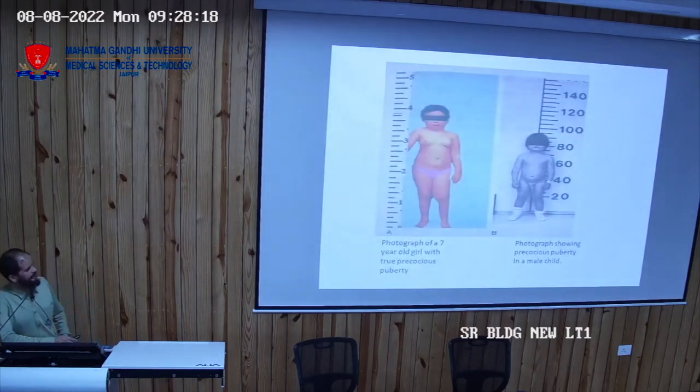You can see here a 7-year-old girl with true precocious puberty. In a male child, early attainment of puberty. This is the true type of precocious puberty.